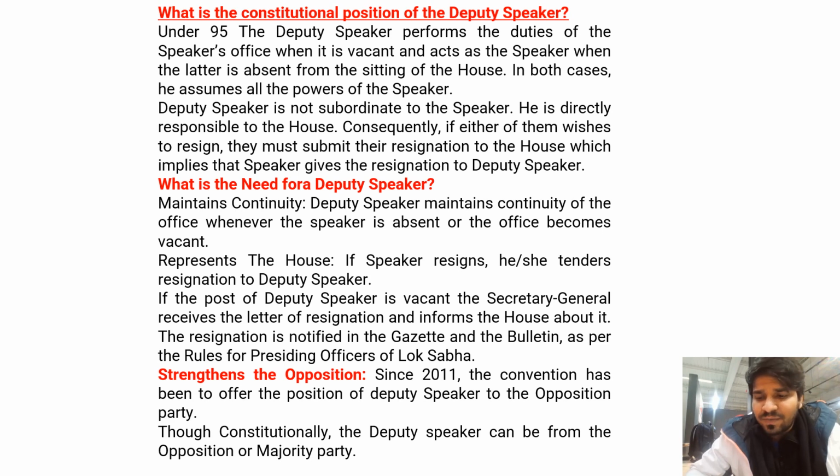The constitutional position of the deputy speaker is very strong. It is as strong as the speaker because both of them give their resignation to each other. That means constitutionally, he is not lesser than the post of speaker. He performs all the duties and acts that are expected to be performed by the speaker, right? So his post is not lesser in terms of stature than the speaker, right? And they give their resignation to each other.